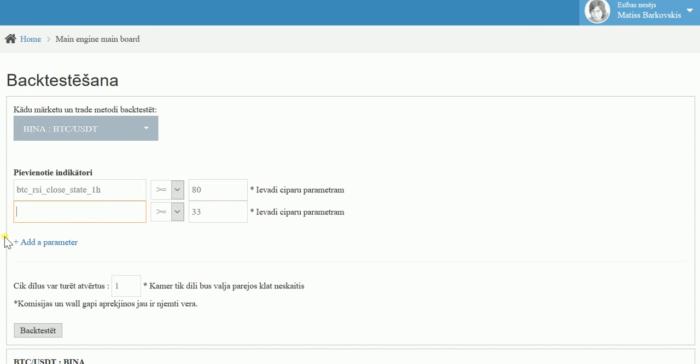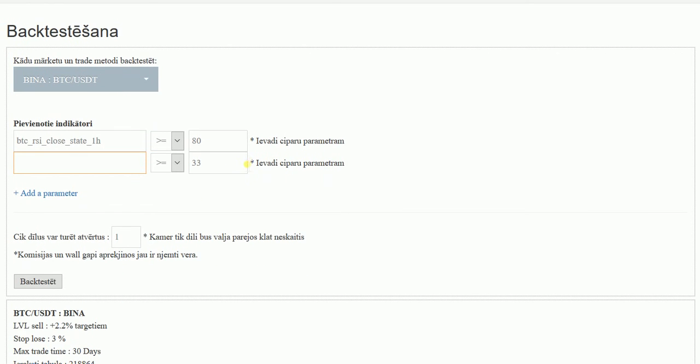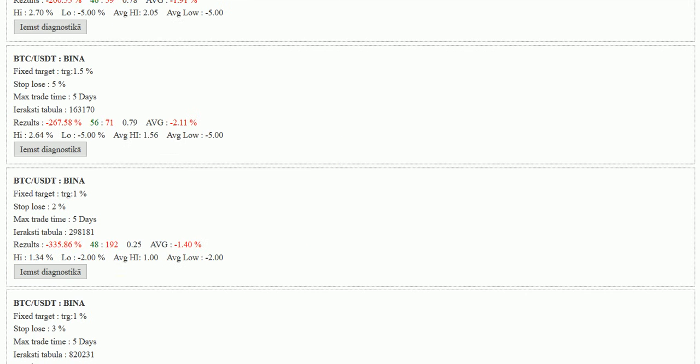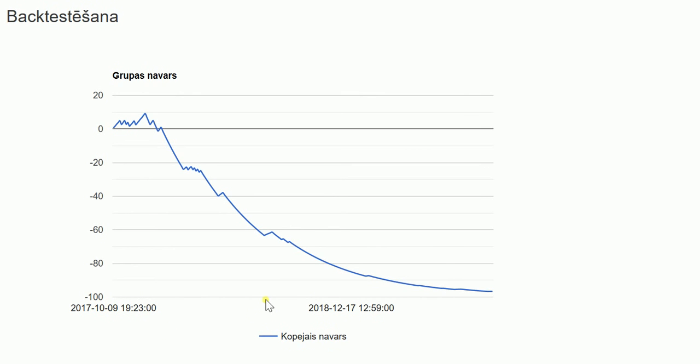And let's just run this one. And it points out nicely that when the RSI is above 80, there are basically only losses here. And let's see how much we would lose on a chart. And this is how the chart looks.